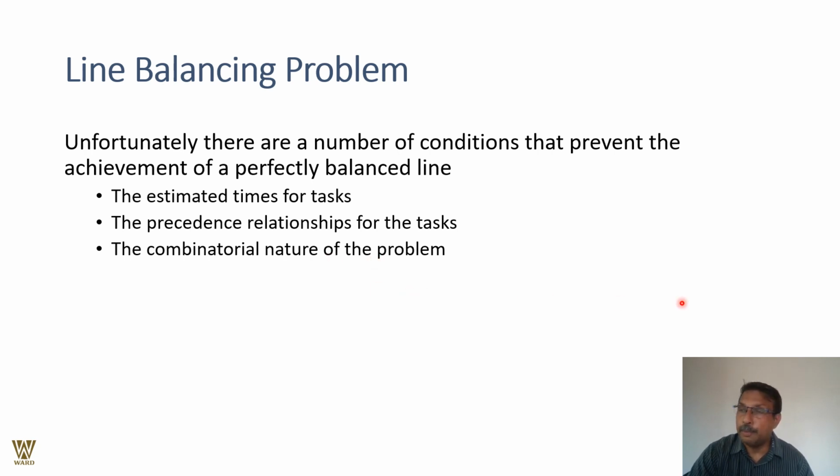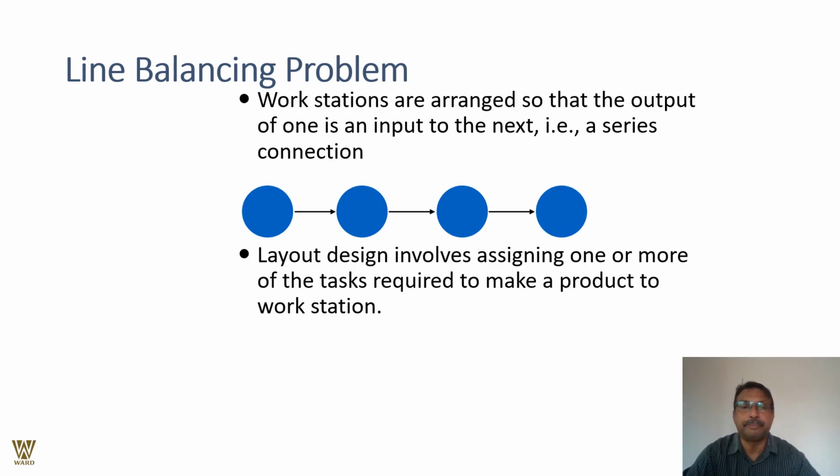Then there is the combinatorial nature of the problem, which makes it a complex problem. That's the reason why we have a line balancing problem. The ideal workstation arrangement should be that one completes, then the next completes, and so on. So it becomes an input: the completion of the task for this gentleman becomes an input for this workstation, for this lady, or this department, and so on and so forth.